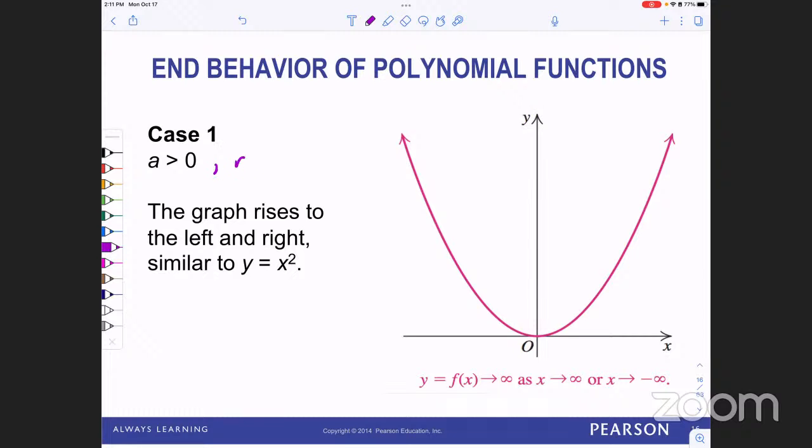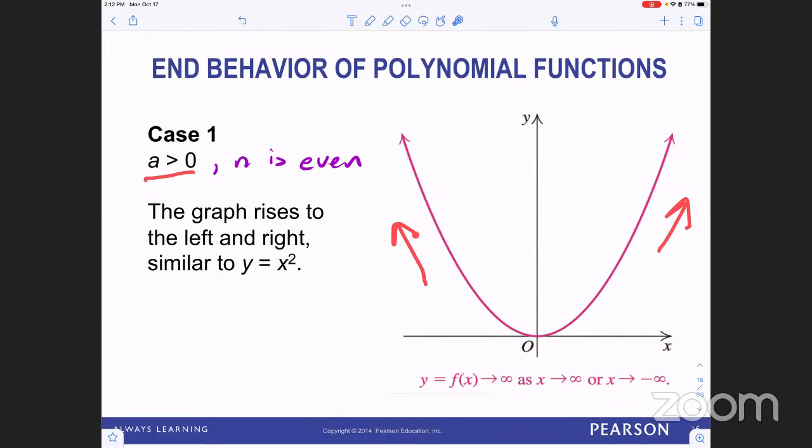So we want to consider when n is even. All right, the degree of the polynomial is even. The leading coefficient is positive. That means the right-hand side goes up. If the degree of this power function is even, that means the other side does the exact same thing. The way I remember is that even means the exact same. Odd means opposite.